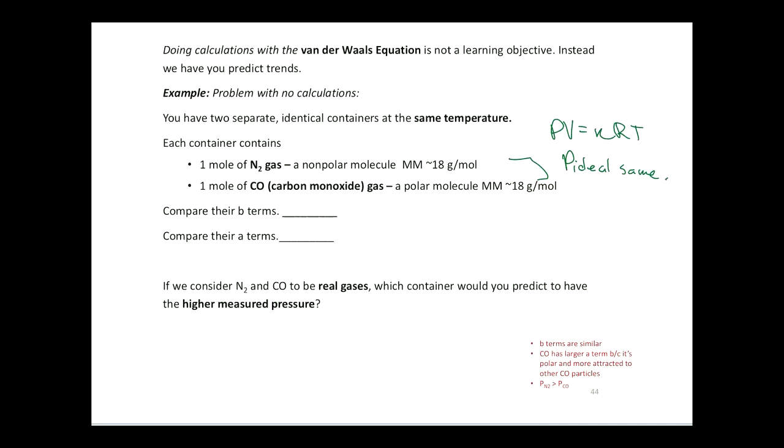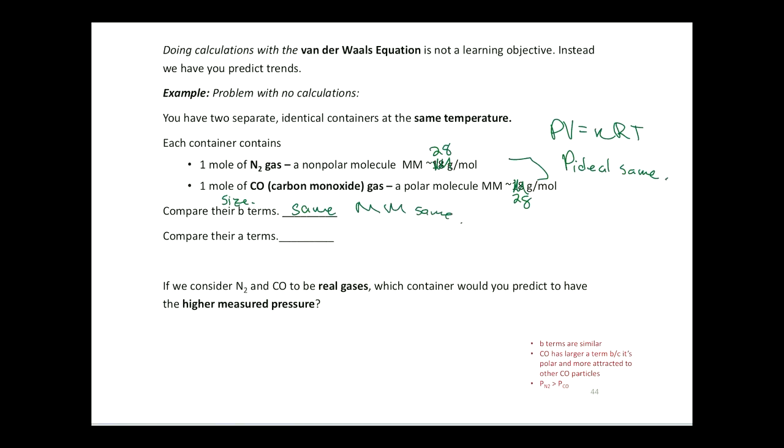B stands for what? Size. So what do we want to compare? Their molar masses. And I tell you the molar mass. They're both about, they're not 18. What's nitrogen? These aren't 18. I don't know why I put that. They're 28. I think both of them are about 28. But it doesn't matter. Both of the molar masses are the same. So what do you think their B terms are? Probably the same. Yeah, the B terms are probably the same because molar mass is the same.